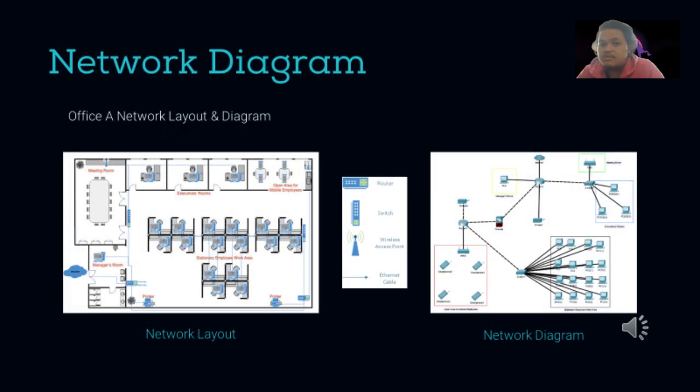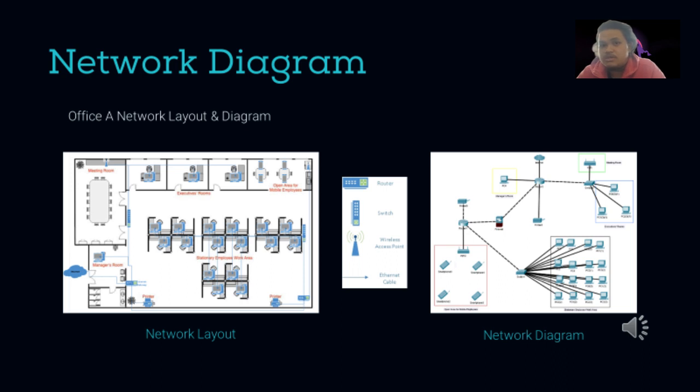Task 1A, network diagram. As you can see from the diagram we have provided, this is the network layout and diagram for Office A. First, we look at the left diagram. Here, we use 2 routers, 2 switches, 2 wireless access points, and Ethernet cable. For our internet gateway, we assign it to the router near the manager's room, which is connected to a switch, a router, a computer, and a printer. Then the switch connects to a wireless access point and 3 other computers.